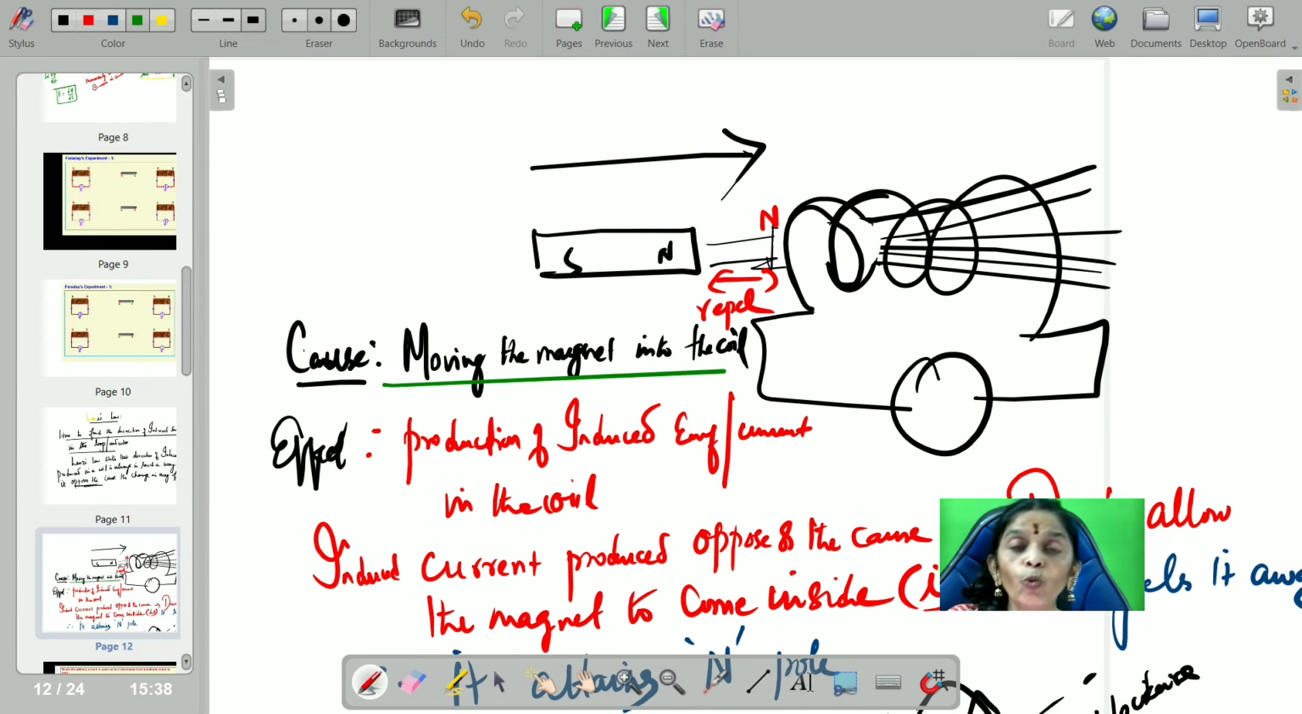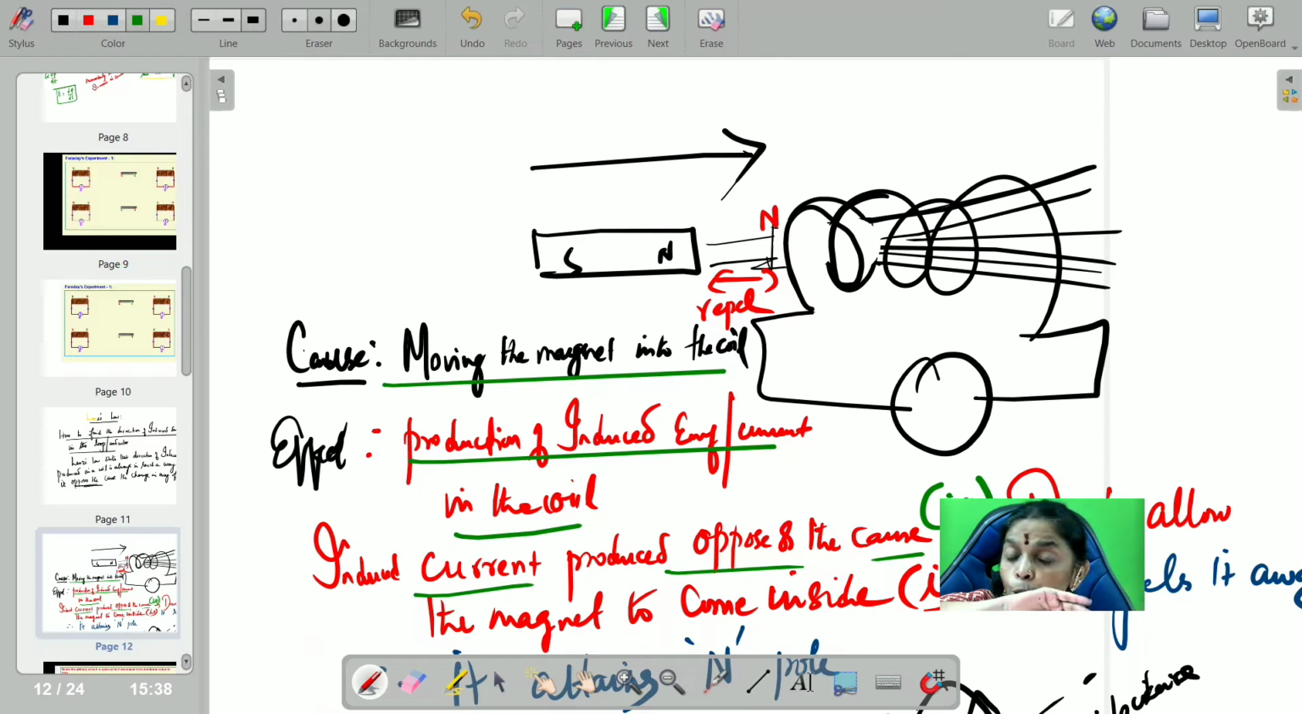What is the cause? Moving the magnet into the coil is a cause. What is the effect? Production of induced current is the effect. The induced current produces opposes the cause. That means it does not allow it to move inside. Does not allow it to move inside means what does it do? Pushes. Pushes means repel strongly.